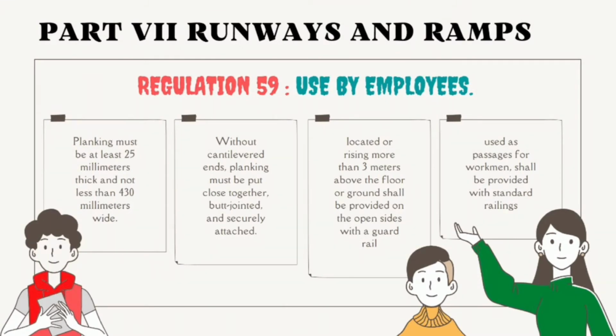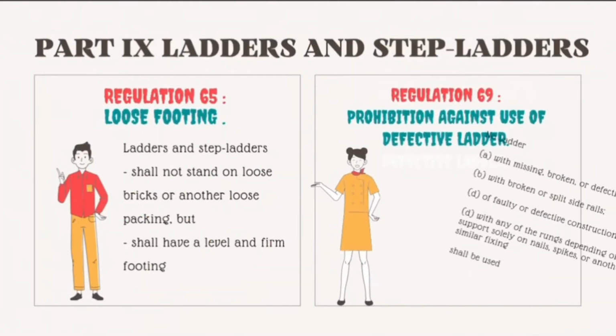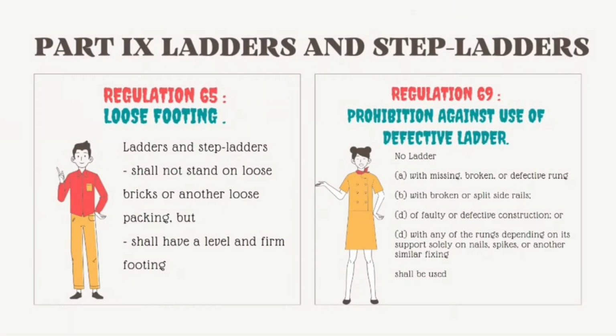Next, for Part 8, runways and ramps, Regulation 59, used by employees. Runways and ramps used by workers shall be wide and thick enough, and also the ramps or walkways used as passageways for workers shall be provided with standard guardrails. Furthermore, for Part 9, ladders and step ladders, Regulation 65, loose footing. Ladders and step ladders shall not stand on loose bricks or other loose backing, but shall have a level and firm footing so as to avoid accidents.